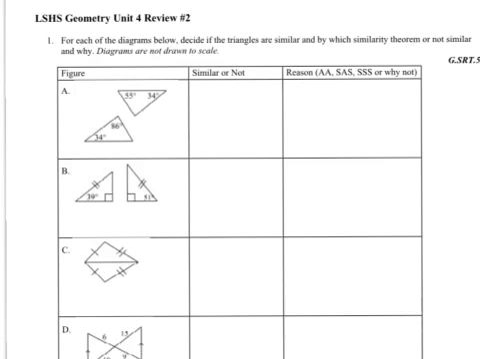So the first thing I'm going to do is remind you that these are the three reasons why we could have similar triangles. Either we have two angles that match in both triangles, we have two sides with an angle in between, or we have three sides.